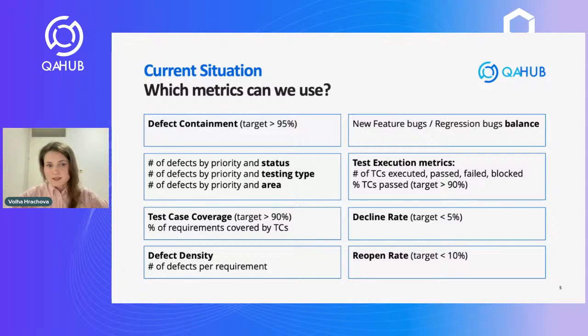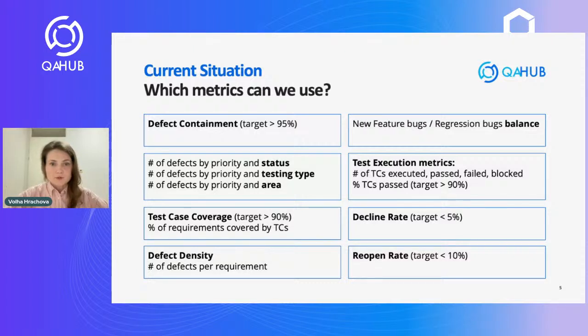First is defect containment. It's one of the most important metrics because it shows the quality of our testing efforts. And ideally, it should be more than 95% because it means that the majority of bugs were found during testing, not by end user.